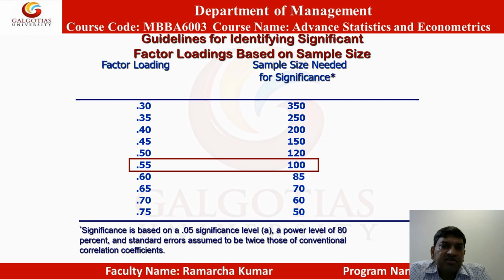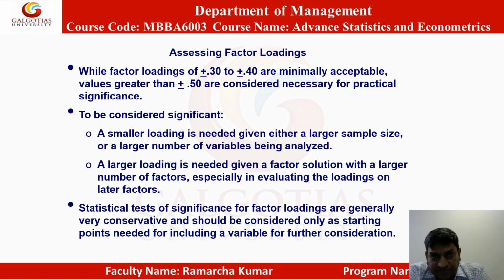Guidelines for identifying significant factor loading based on sample size. If factor loading is high, then the sample size needed for significance will be low. As the factor loading increases from 0.30 to 0.75, the sample size needed for significance decreases from 350 to 50. Significance here is based on a 5% or 0.05 level of significance, a power level of 0.80, and standard error assumed to be twice those of conventional correlation coefficients.